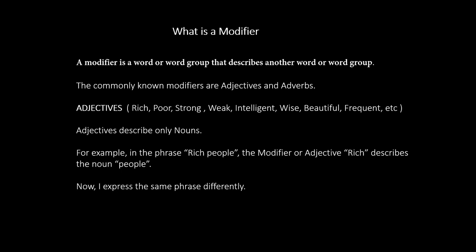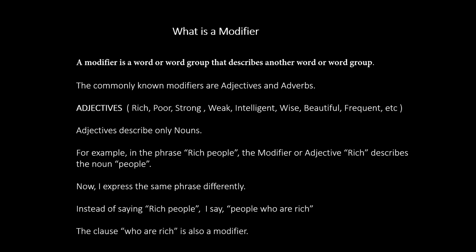Now I express the same phrase differently. Instead of saying "rich people," I say "people who are rich." In this example, the relative clause "who are rich" is a modifier. I am going to teach you all types of modifiers in detail in my upcoming videos.